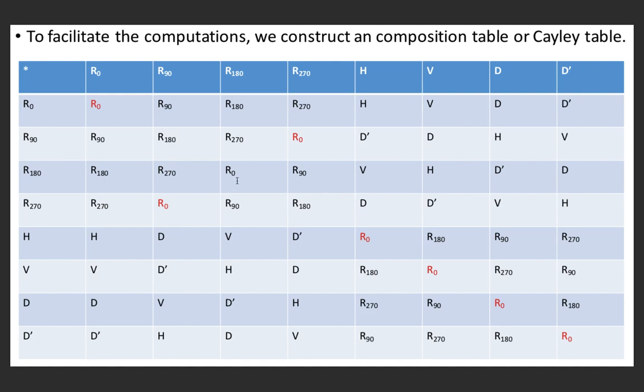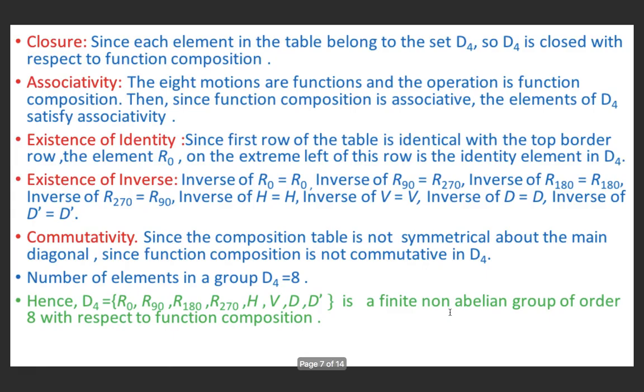Similarly, we may see from this table that in some cases the element towards the right and below the element of the main diagonal are same, but in some cases it is not same. So we conclude that this composition table is not symmetrical about the main diagonal. It means this group is not abelian, so it is a non-abelian group. Abelian is a name given to honor the mathematician Niels Abel, who was from Norway. So we have studied this table.